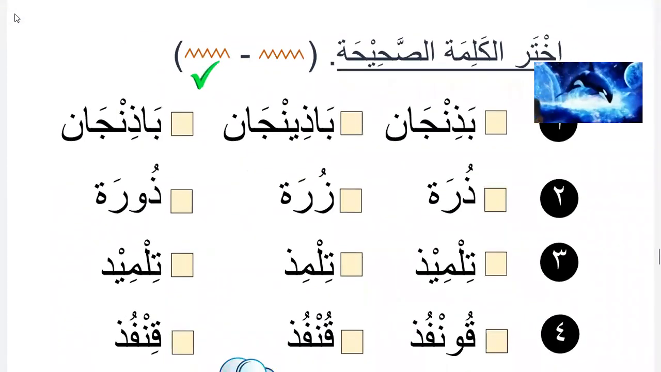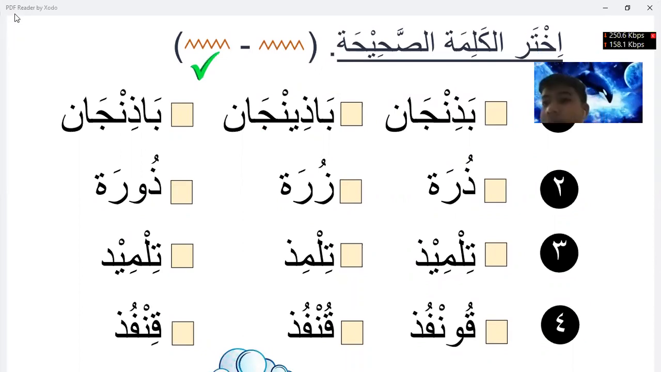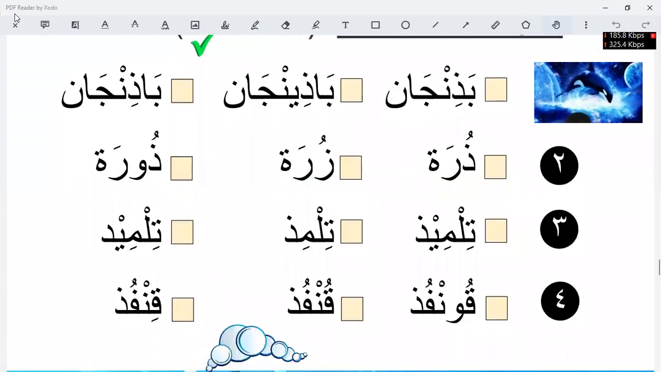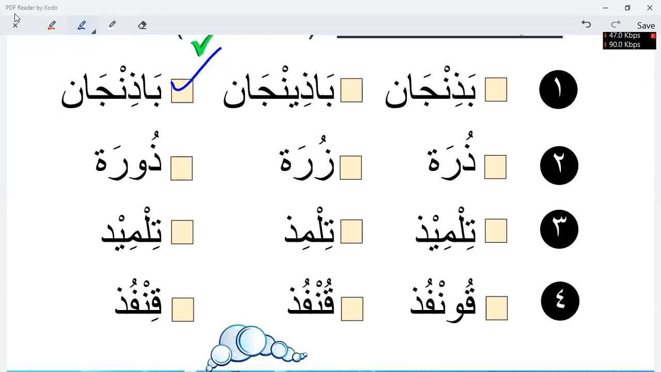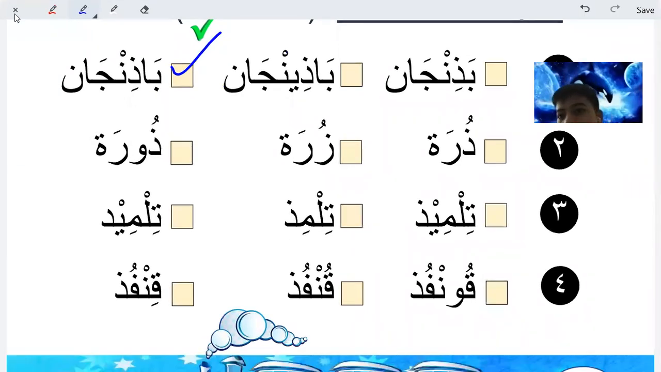Ikhtar al kalima al sahiha. Choose the correct word. Oh no. Oh, I know. Wait, I think I know. It's the second one, I think. No. The third one. Yes, third one, correct answer. Meaning? Then, wasn't it eggplant? Eggplant, good. Then, oh, what is this? Zura. Zura is corn, right? Yes. So which one is correct? The first one. Good.